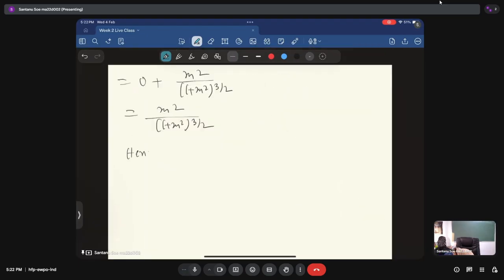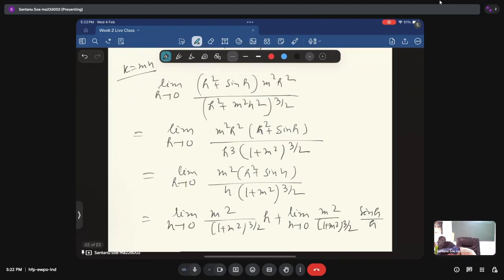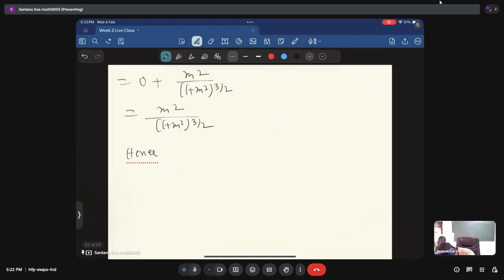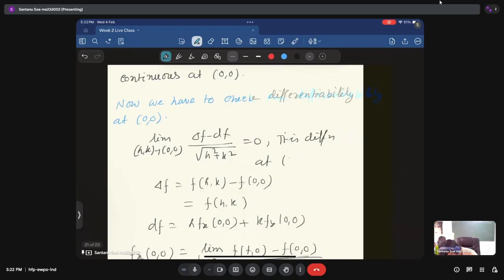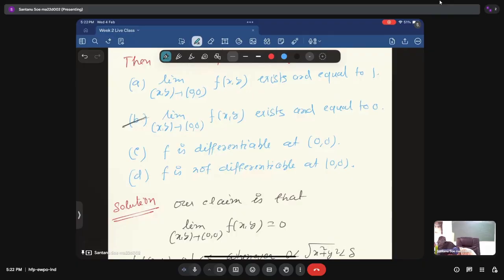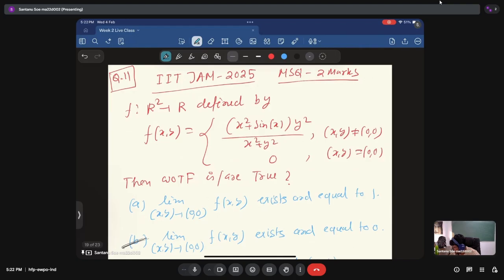Hence, from here we can say that the limit does not exist, and so f is not differentiable at (0, 0). Okay. So option B and option D are correct.